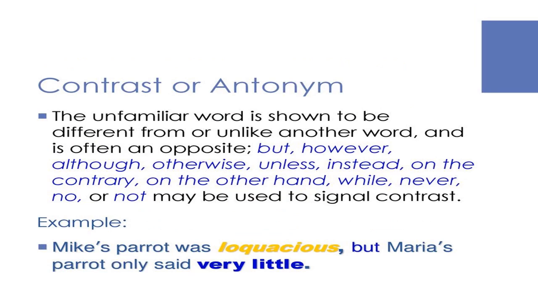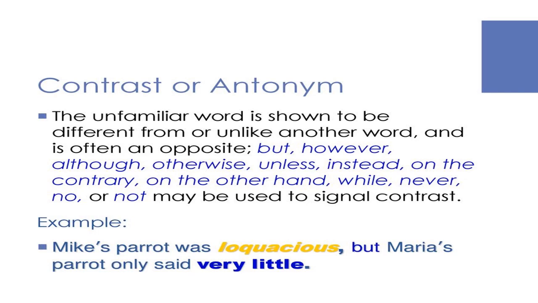The third type of context clues is the contrast or antonym. An antonym is a word which is the opposite of the unfamiliar word you're trying to understand. Usually you will find in the sentence or the adjacent sentence a transition like but or however or although, which connects two different ideas or two ideas in opposition or in contrast.